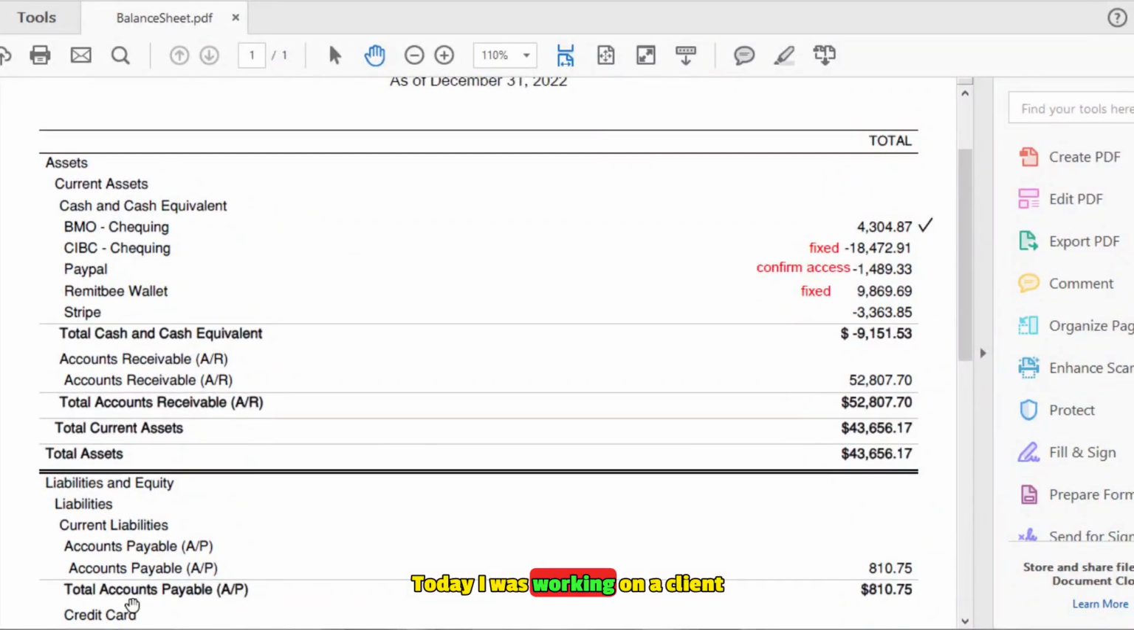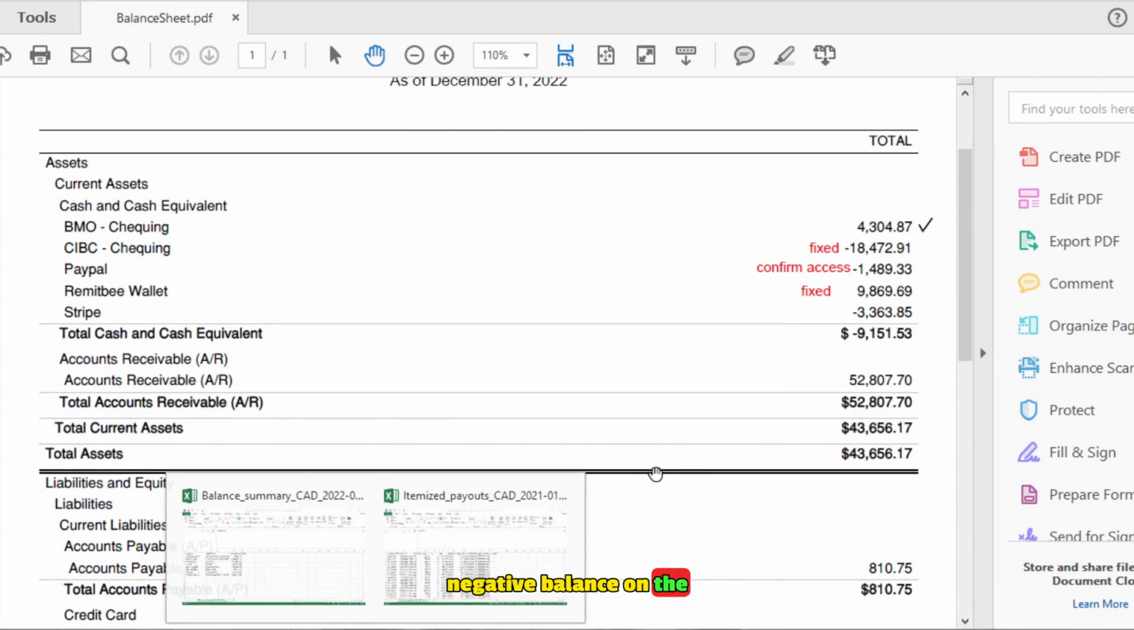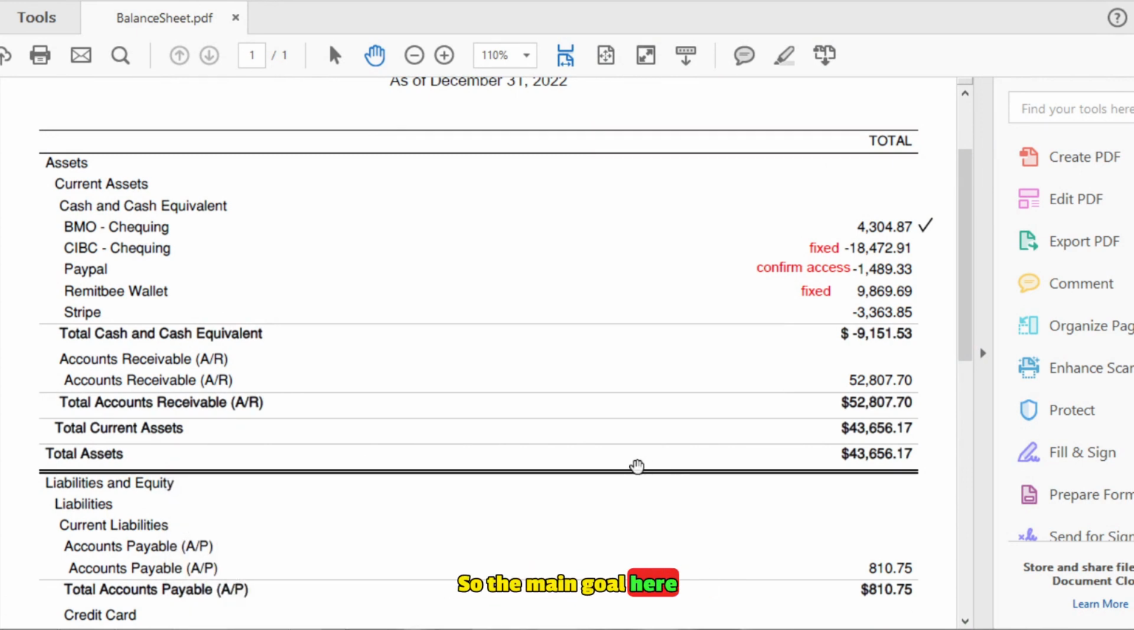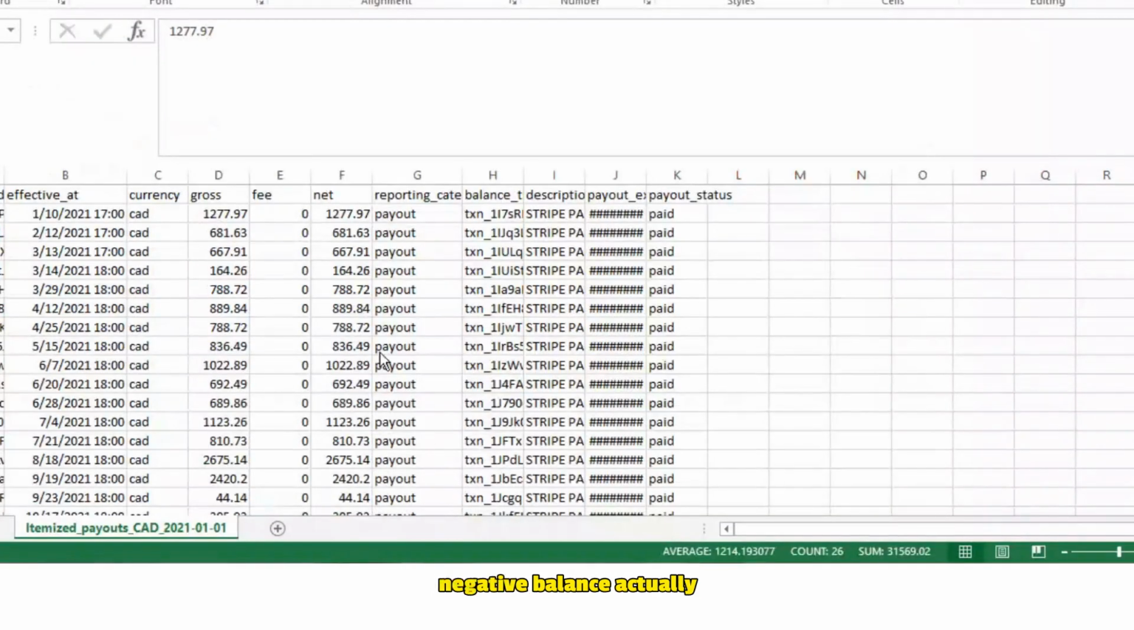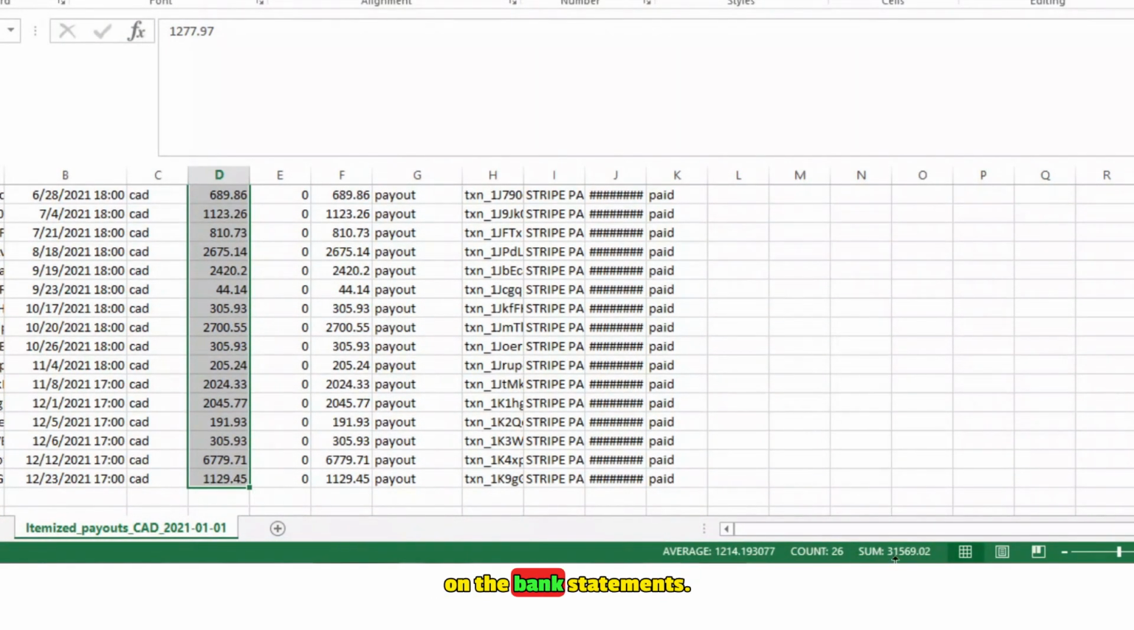Today, I was working on a client that had a previous bookkeeper look over his books, and it looks like there was a negative balance on the Stripe account. So the main goal here was to fix it and make sure that that negative balance actually matched what was actually on the bank statements.